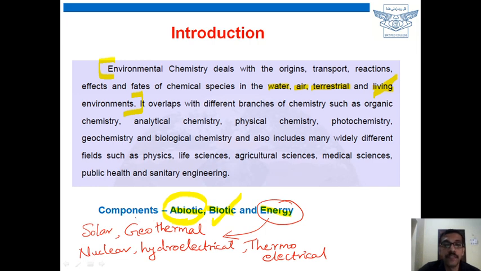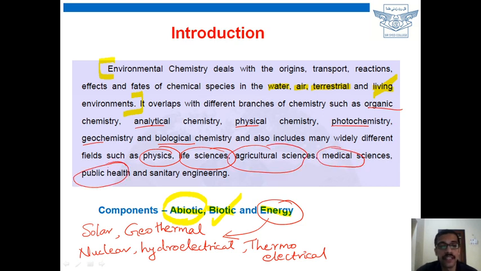So you have biotic, abiotic, as well as energy components of the environment. And the branch of environmental chemistry extends to other sub-branches of chemistry such as organic, analytical, physical, photochemistry, geochemistry, biological chemistry. Also other branches of science such as physics, life sciences, agricultural sciences, medical sciences, public health, and sanitary engineering. Okay, so this is the introduction part of environmental chemistry.